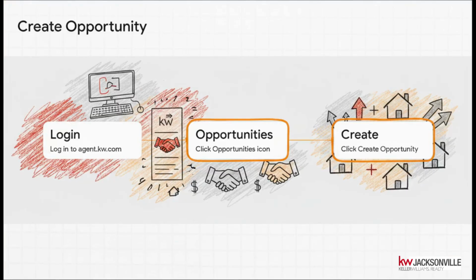Okay, so every great deal starts with these 3 simple steps. Step 1, you're going to log into agent.kw.com using your Keller Williams credentials. Step 2, look over at the left sidebar. You'll see that classic KW red and dark gray branding. Just look for and click the Opportunities icon. It kind of looks like 2 hands shaking. And step 3, hit Create Opportunity.